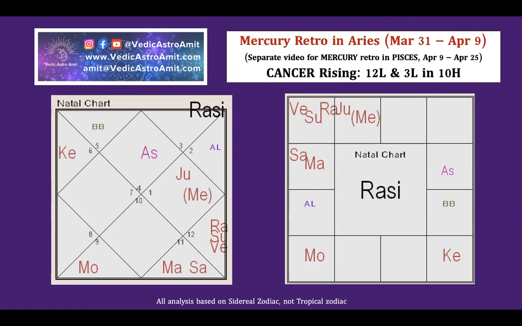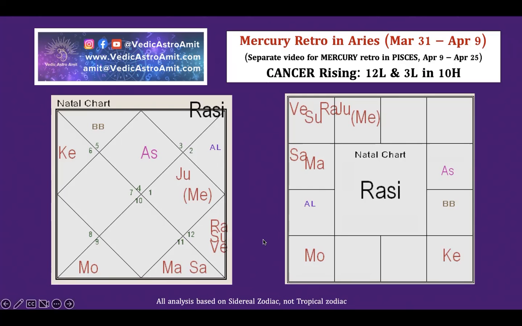You can start some writing projects or make progress on your writing assignments, or just plain writing emails, important emails, or blog or webinar or things like that. This is a great time for Cancer rising for that. This short period of Mercury retrograde in Aries coming back to the sign of Pisces.